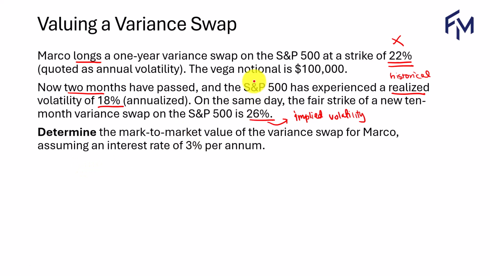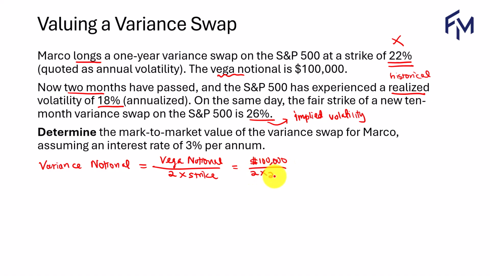So what we need to do first, because you're given the Vega notional, is convert it to the variance notional. To get the variance notional, we take the Vega notional and divide by 2 times the strike. So that would be 100,000 divided by 2 times 22. Be mindful to just use 22, don't use 0.22.